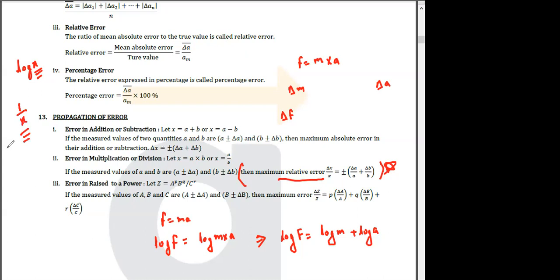Now, why do we need to find differentiation? Again, this is just a method to see how we get it. Because I want to find the change. Agree, yes or no? I want to find the change.